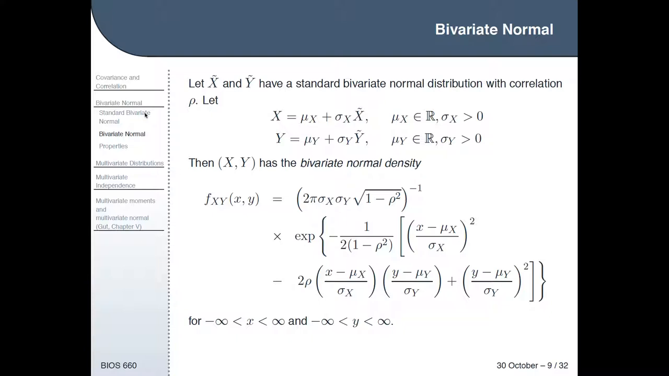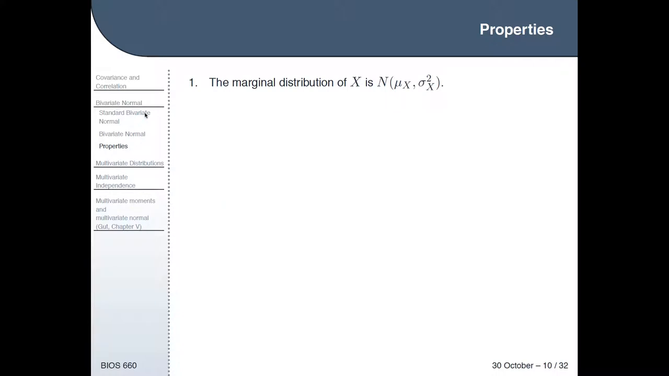Here soon I'll give you the matrix form of this that is not only easier to remember, but it works for greater than two-dimensional data. But if you actually expand out all the matrix stuff, you end up with something that looks like this. And you can show, once again, the marginal distribution of that bivariate normal that I just showed is normal with mean mu x and variance sigma x squared. Marginal of y is mu y, sigma y squared.